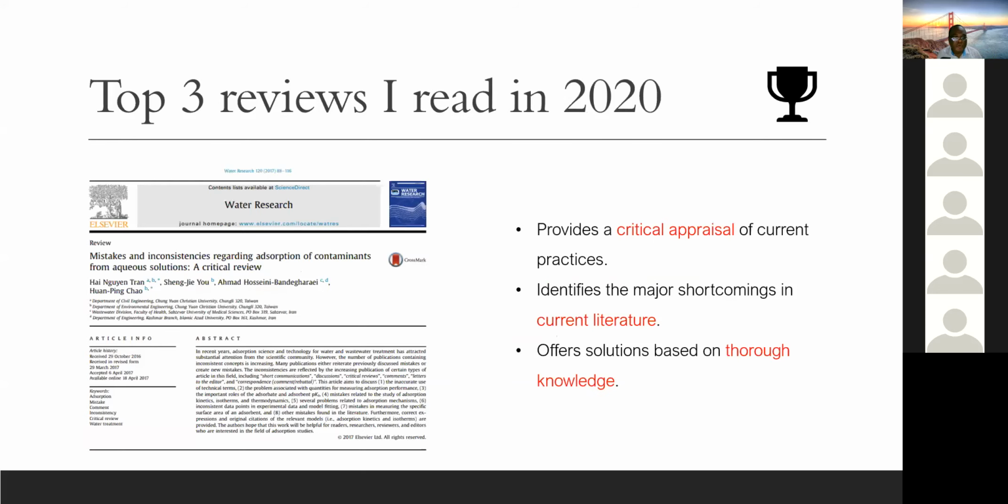At number 2, this is a paper by Dr. Haiwen Tran. This is an excellent paper. It was a critical appraisal of current literature. They looked at literature on a specific topic and identified the major shortcomings in that literature. This is really important because most of the time people make assumptions when they're doing their research. They make assumptions in their experiments, and sometimes those assumptions can have serious consequences on the theories that we formulate, right? So in this paper, this team looked at the literature, evaluated it, and came up with solutions for addressing the shortcomings in the literature. So this is an excellent way of writing a review.